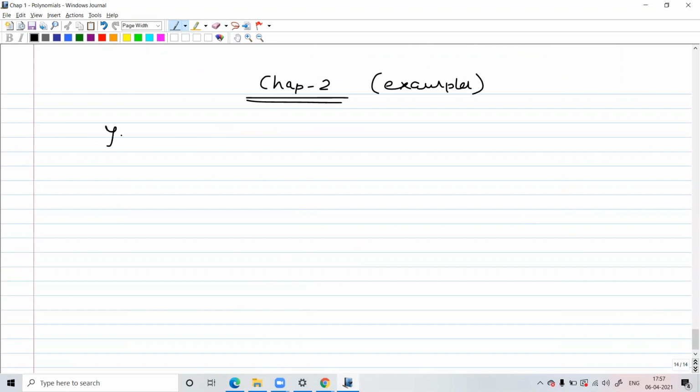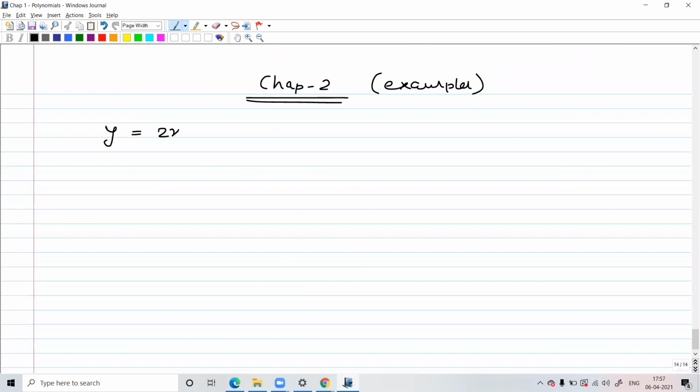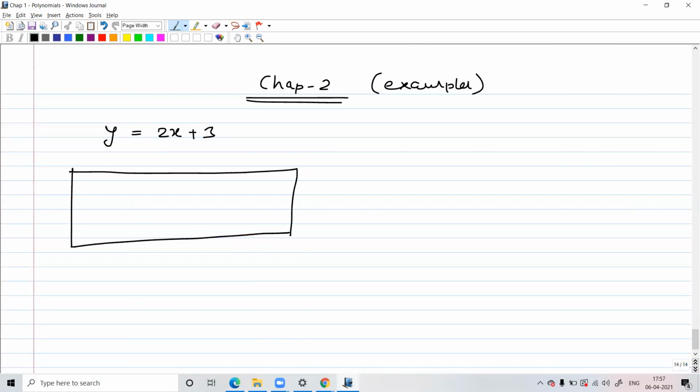So first of all, it's given y is equal to 2x plus 3. If you want to draw a graph, what do you have to do as a first step? First step, you have to draw the table in which you'll have a place for x and the place for y.